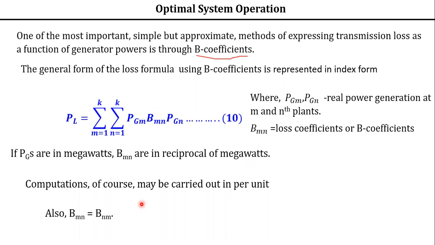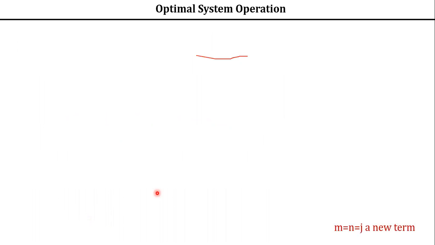So here B, the loss coefficient, will be a symmetric matrix. You are going to get a symmetric matrix. Understood? So therefore BMN is equal to BNM. BMN is equal to BNM. So you have to remember this one. This B coefficient matrix, BMN is equal to BNM. So with this one, now let us see here. Okay, fine. I'll remove it.